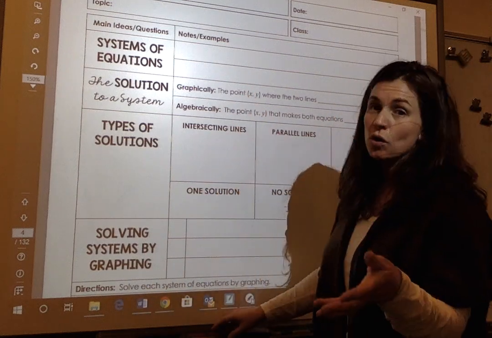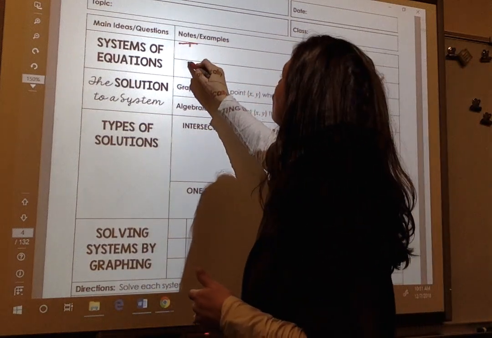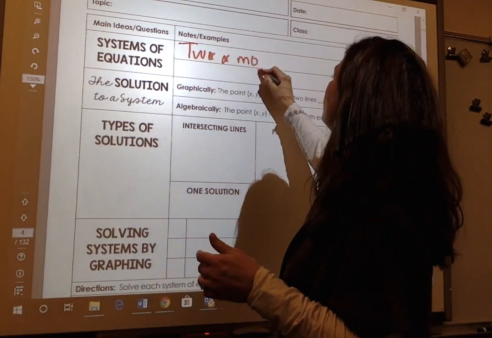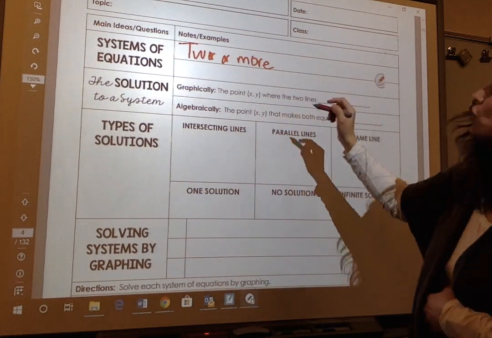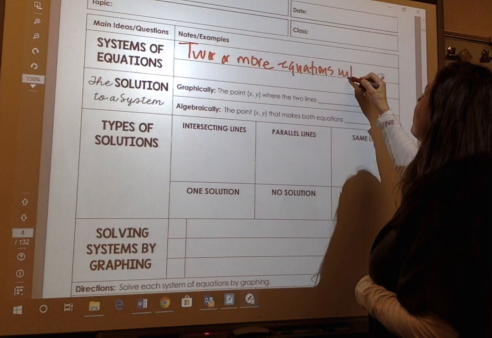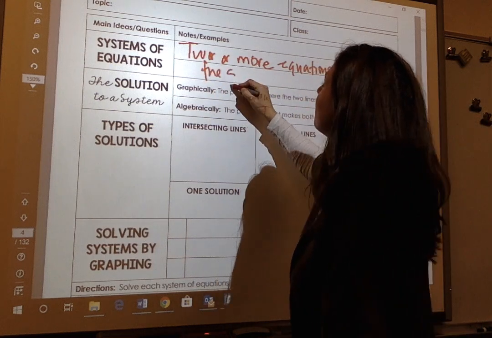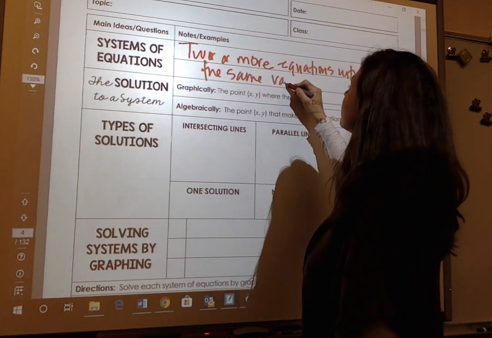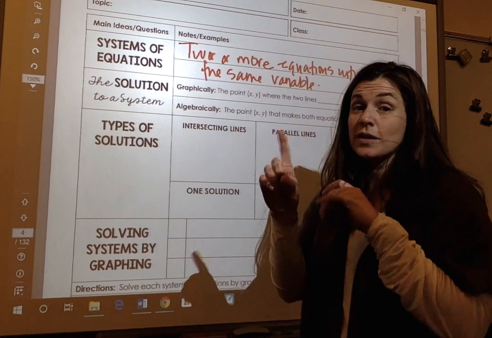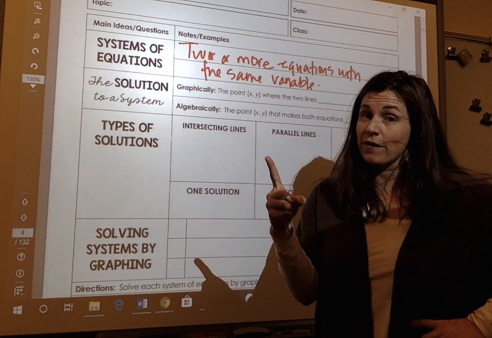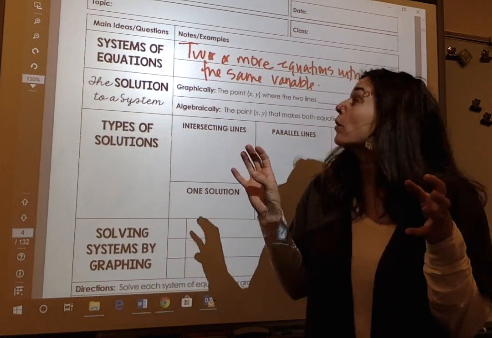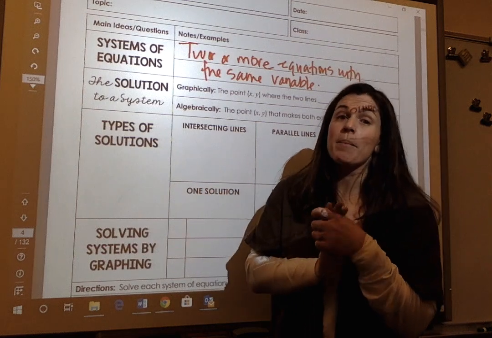So a system of equations is two, I didn't spell two right, 2 or more equations with the same variable. So there are 3 ways we're going to solve systems of equations. One is graphing, one is substitution, and one is elimination. Today we are going to be learning all about how to solve them by graphing.